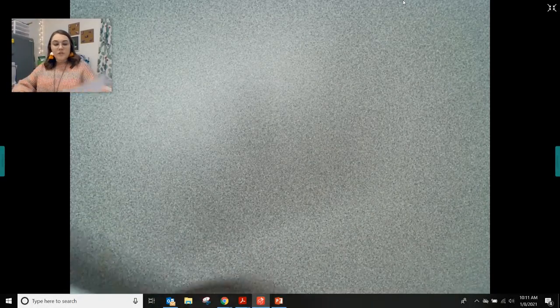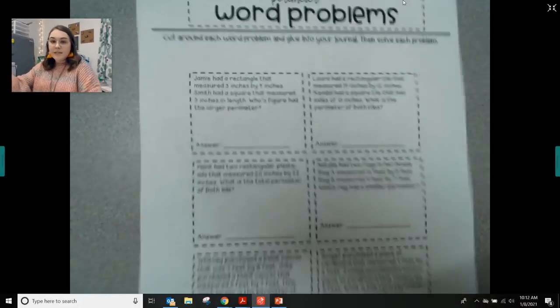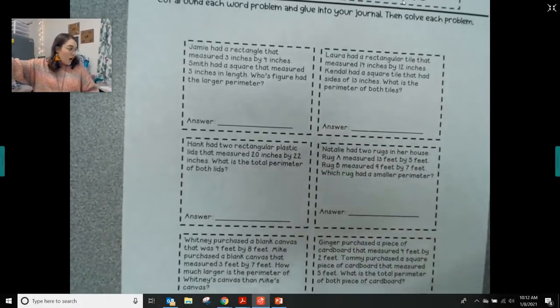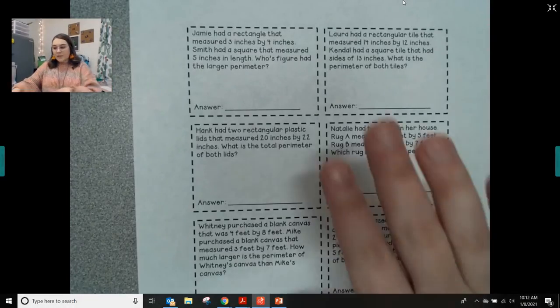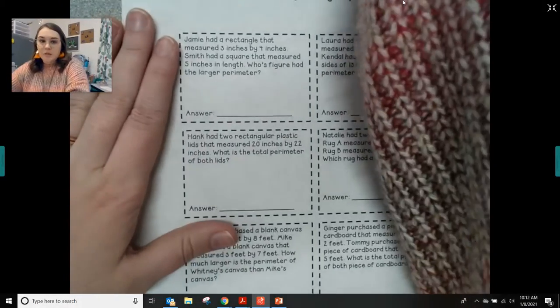So what we're going to do today is we're going to practice some word problems. So we're going to start off with just the basic word problems. We already did practice on the formulas, right? We just did that. Now we're going to practice just some basic word problems. So let's check this one out.